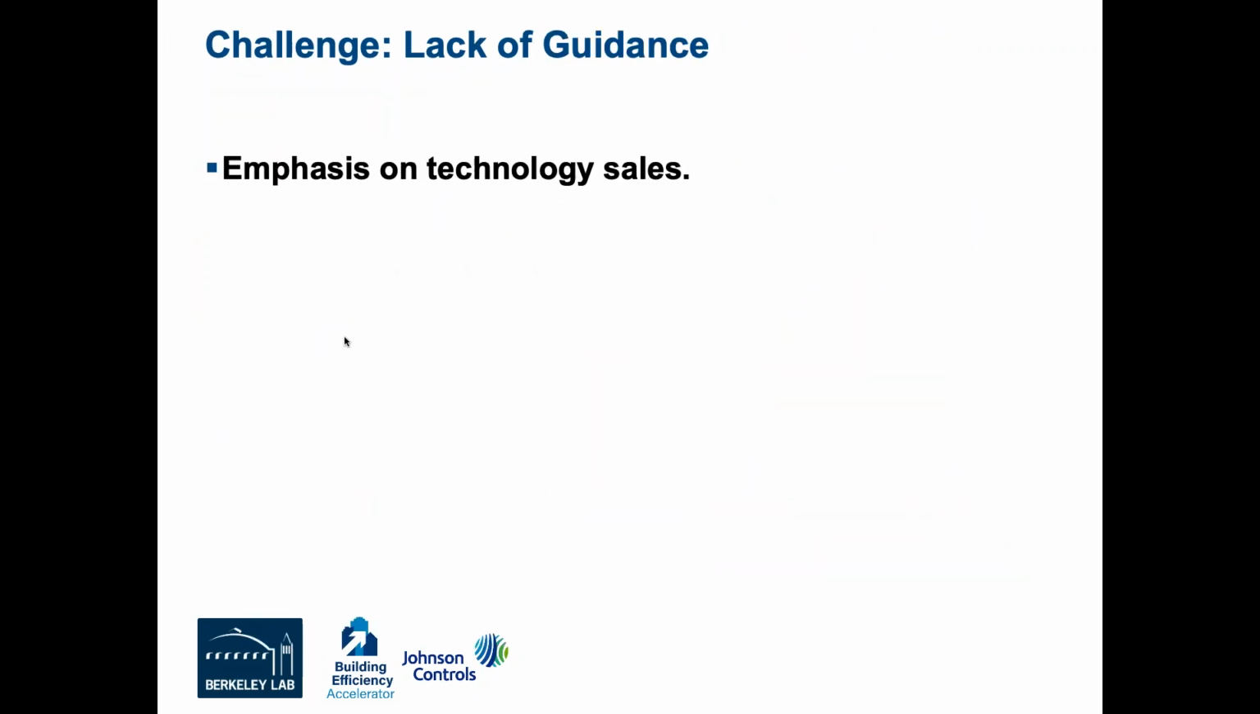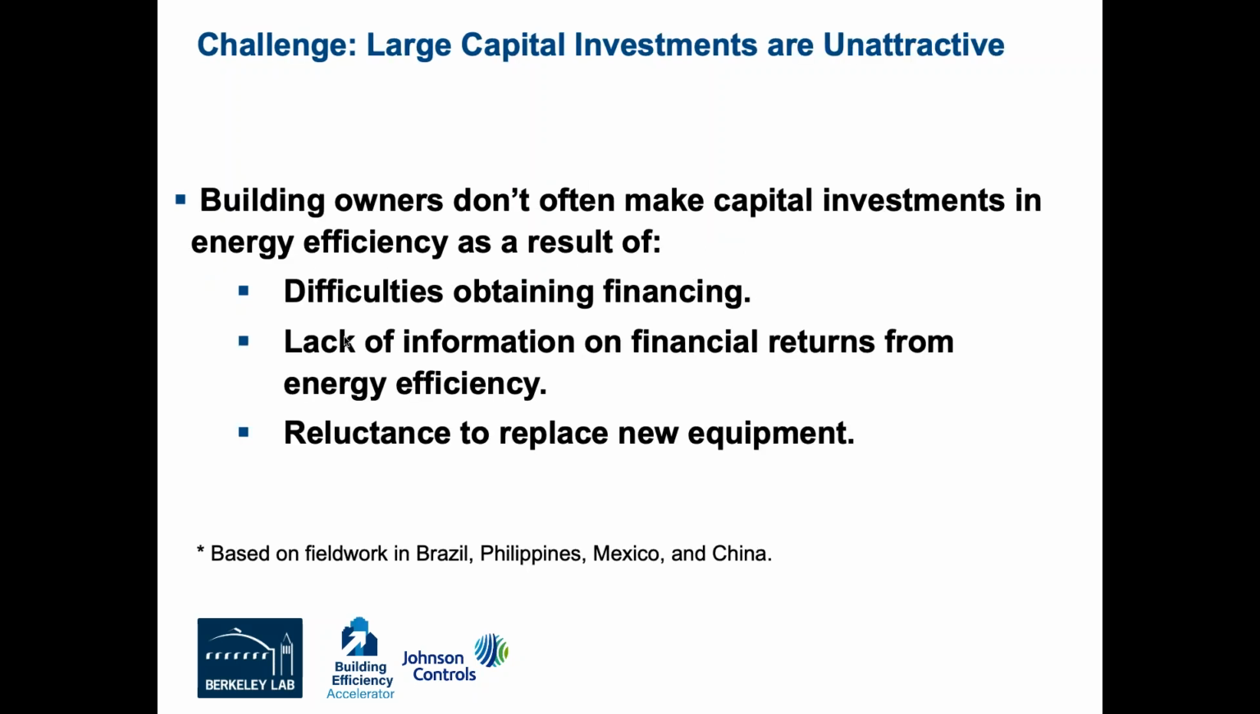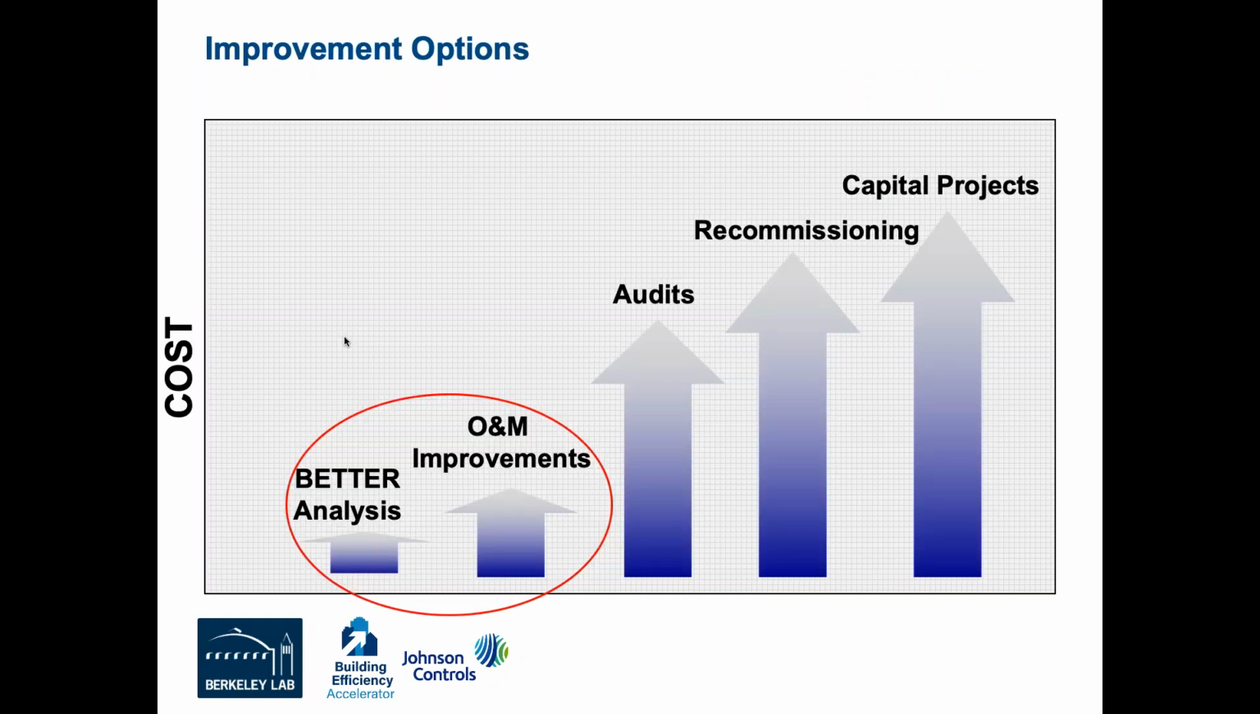I'm going to skip through these challenges because we've talked through so much of this, but what we know is that there tends to be a focus on technology sales, and a little less emphasis on whole buildings and portfolio-wide actions to improve performance at scale. A lot of that has to do with difficulties obtaining financing, lack of information on financial returns, and generally reluctance to replace new equipment.